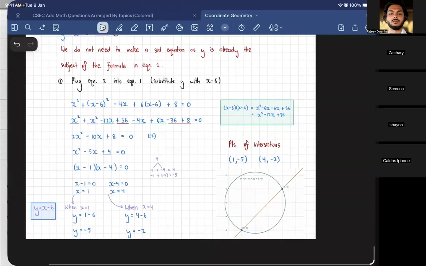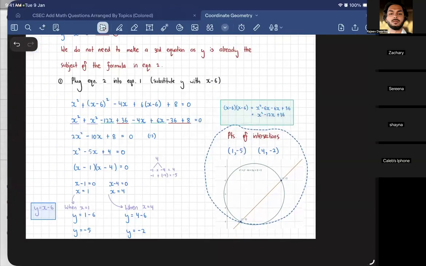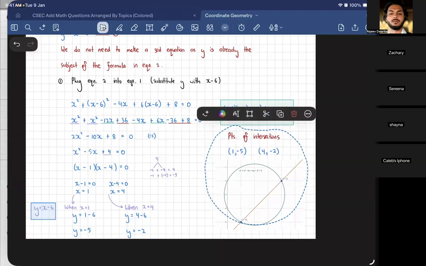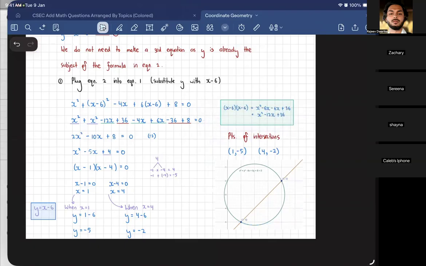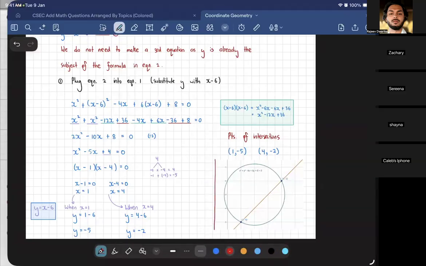So, guys, anytime you solve a system of equations simultaneously, what are you really finding graphically? What are you finding? The points of intersection. That is it. You're just finding the points of intersection between the two graphs. That's all.